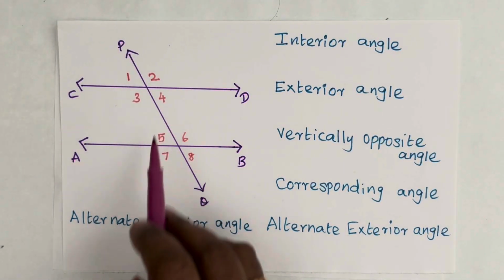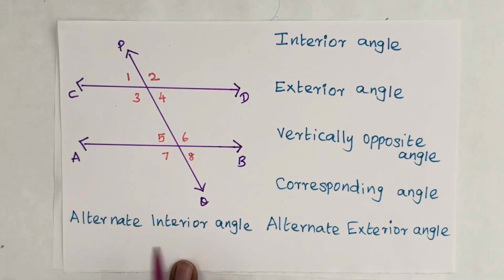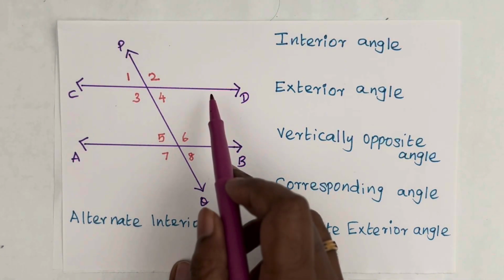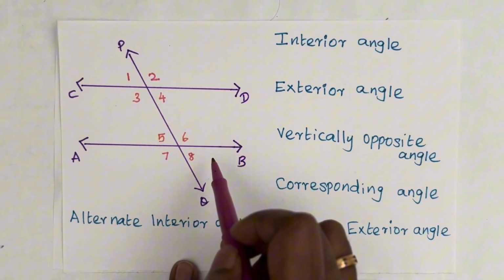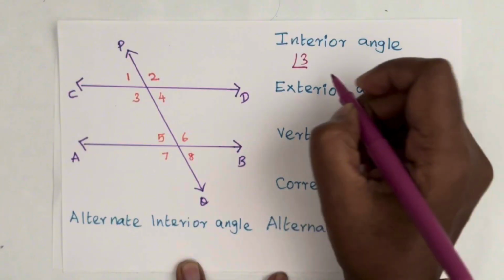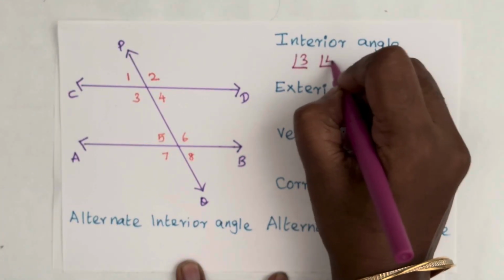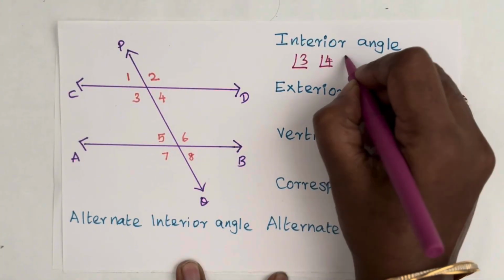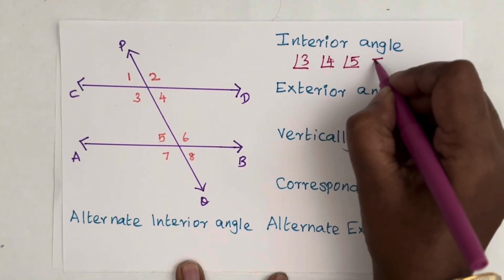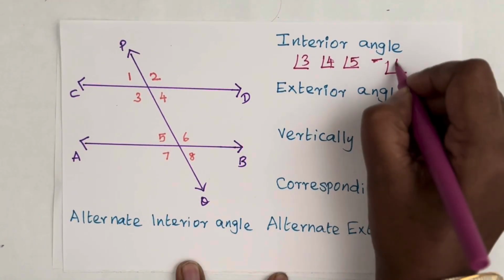Angles 3, 4, 5 and 6. These four angles lie inside the parallel lines. So angle 3, angle 4, angle 5, angle 6.